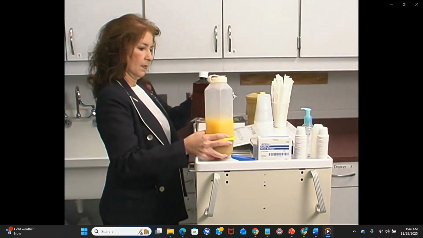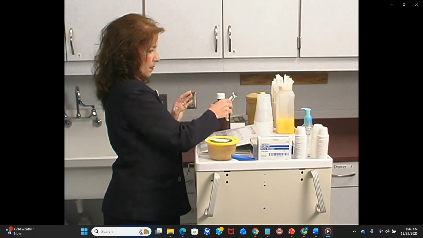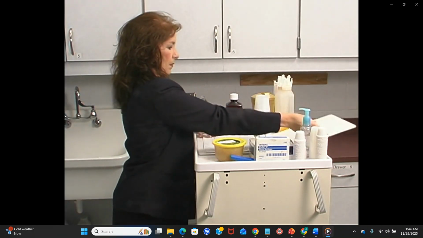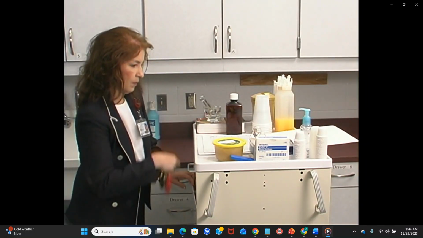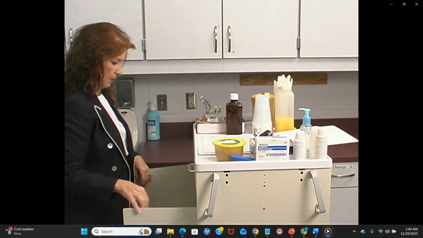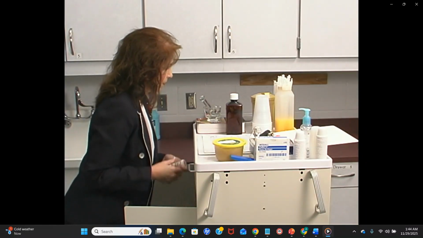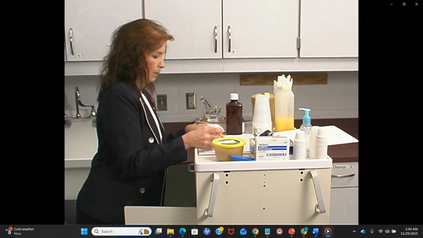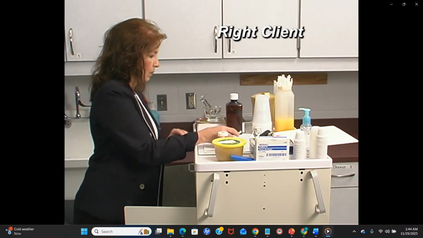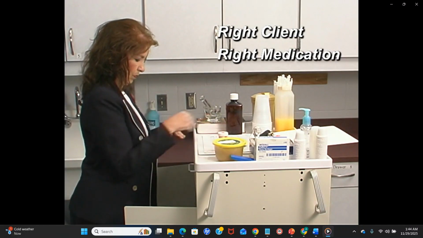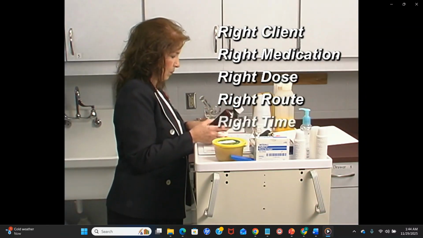When preparing to administer medications, remember to gather any additional supplies you will need. Some medications need to be mixed with juice or food products. Unlock the cart and place the keys on top of the cart in your field of vision. At this point, you will perform the first of the 3 medication checks. Check the MAR for the right client, the right medication, the right dose, the right route, and the right time.